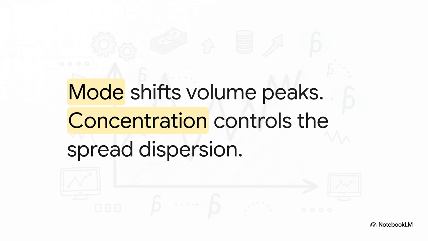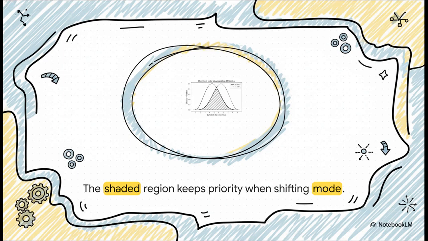The mode, represented by omega, shifts the peak of your volume, moving the bulk of your orders closer to or further from the mid-price. Think of the mode like shifting the peak of a sand pile. Then you have concentration, represented by kappa, which acts kind of like gravity. It determines how tightly packed or widely spread that sand pile actually is. And here is why this matters.